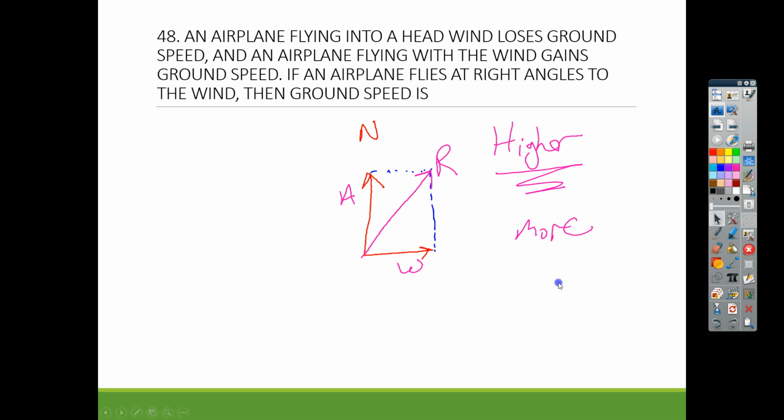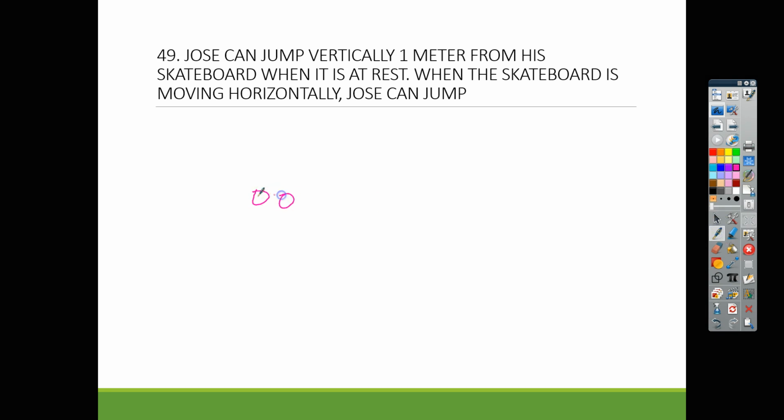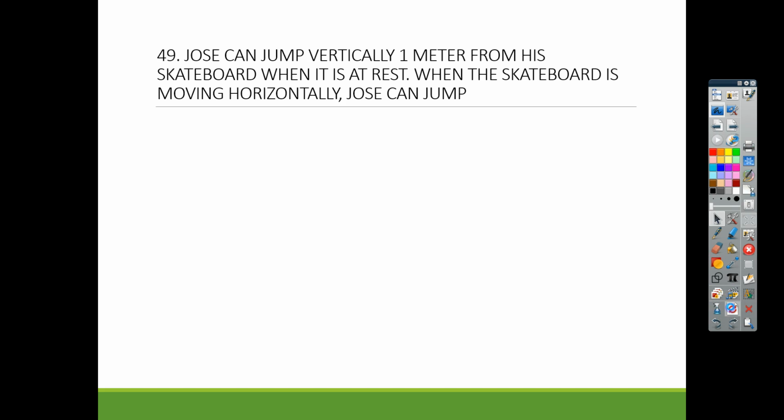Number 49, Jose can jump vertically 1 meter from his skateboard when it is at rest. When the skateboard is moving horizontally, so here we've got a skateboard, we've got Jose, and he can jump up 1 meter. And so he's smiling. If it is moving to the right or to the left, when he jumps up, he can still only jump up 1 meter. So it doesn't matter whether you're moving, or if you're sitting still, you will always jump the same height. So the answer here would just be 1 meter. So he could jump no higher.